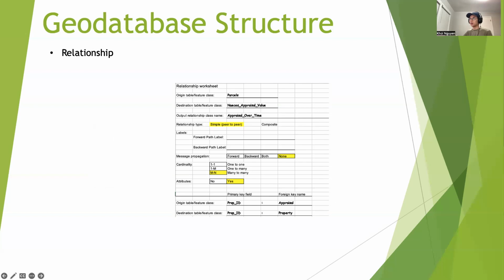And finally, to join all the data that we have designed earlier, we will have a relationship which will join the parcel feature class to the standalone table, and we will join by the property ID of the property.